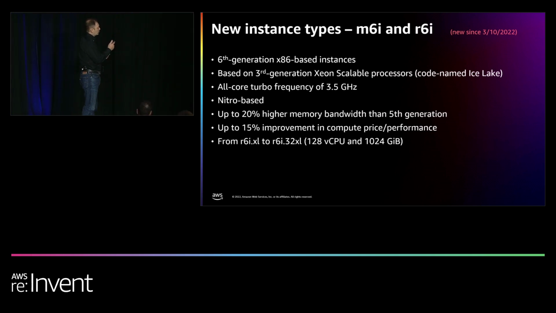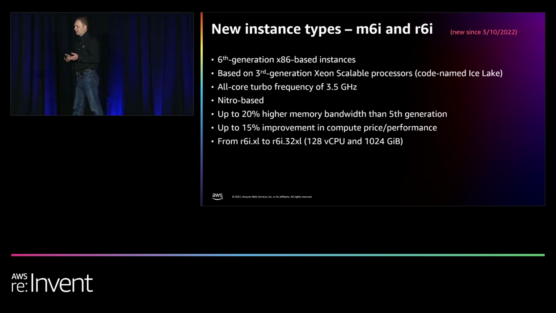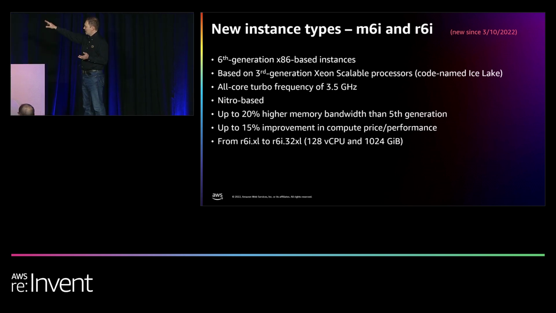RDS added support for these two new instance types in March of this year. And these instance types are built using the latest third generation Xeon scalable processor. The code name for the microarchitecture is Ice Lake. So this is the latest one. There are some stats here. Please take a look at them.